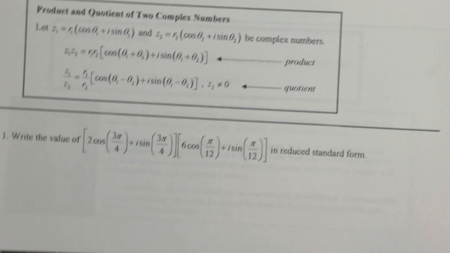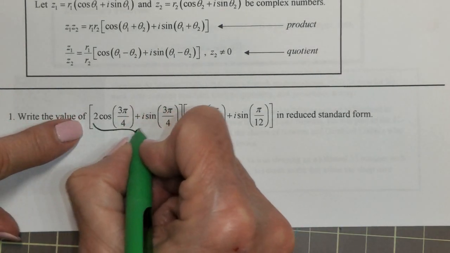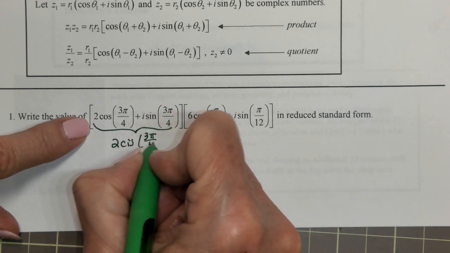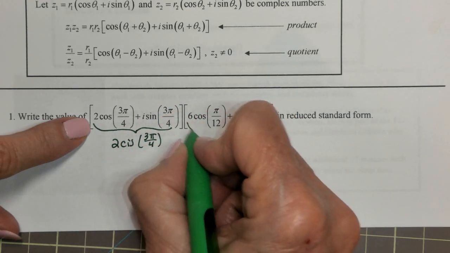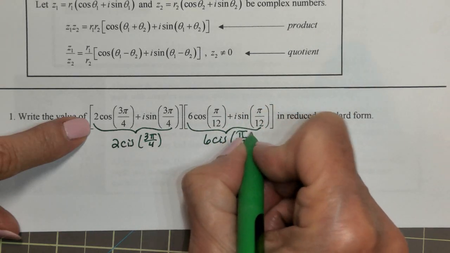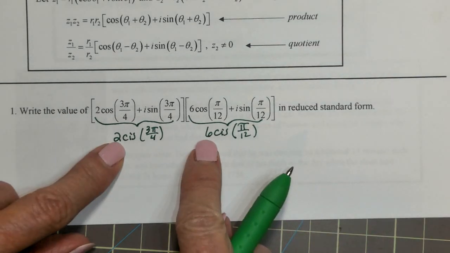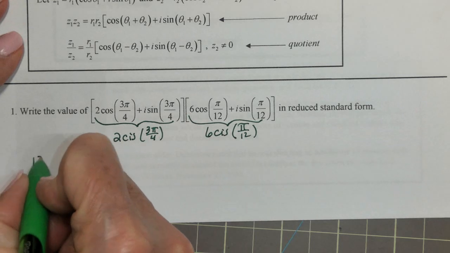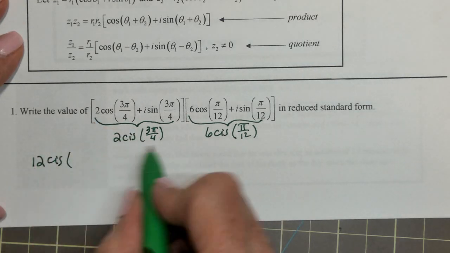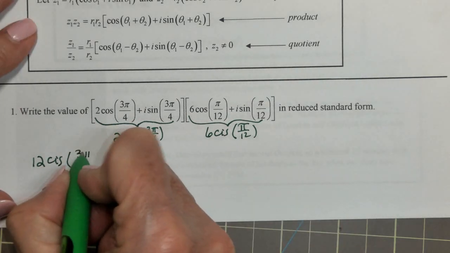Okay, let's do some examples. Here we have 2 cis 3 pi over 4 times 6 cis pi over 12. We want to write this in reduced standard form. I multiply the real parts together, and then I write this as cis of 3 pi over 4 plus pi over 12.